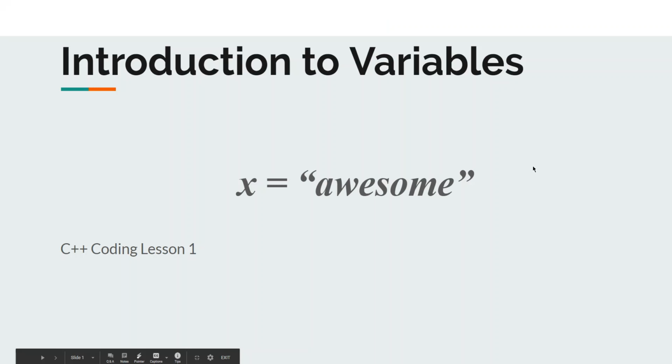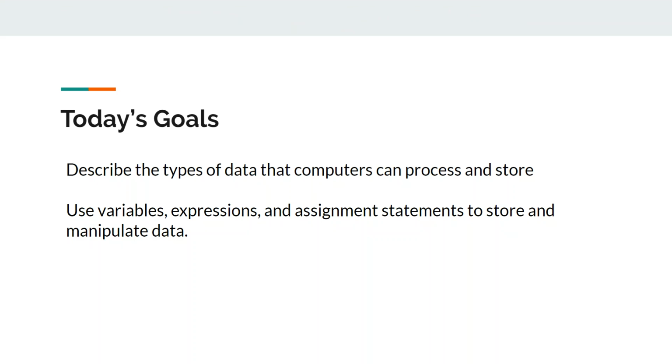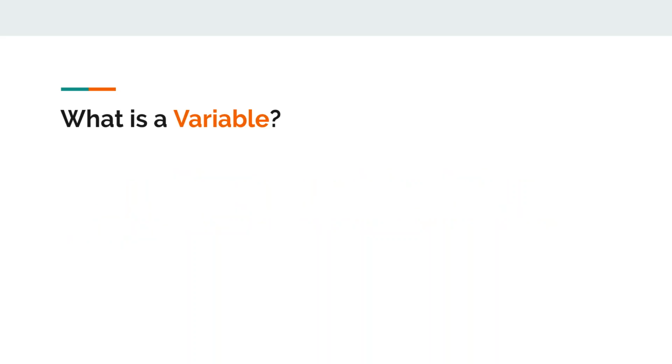Hi everyone! This is the first video in my C++ coding lesson series, and we're going to start by talking about variables. Basically, in order to understand variables, what we're going to be looking at is what types of data are stored on a computer, like the basic types, and then how do we manipulate them a little bit. Pretty simple stuff. So first, let's start with what is a variable.